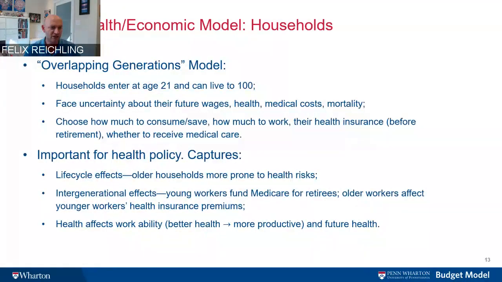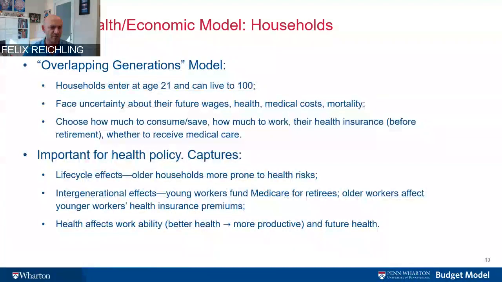Households in the model can choose how much to consume and save, and how much to work. They can choose their health insurance and whether to be insured. And they decide whether to receive medical treatment or not. We do assume that all retirees sign up for Medicare, and so there's no real insurance choice there.